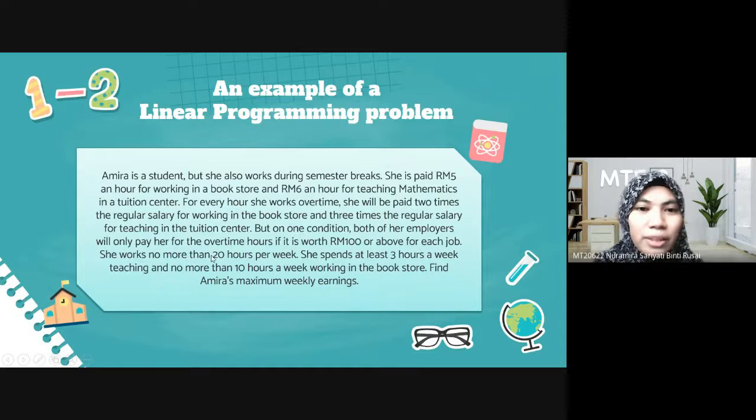She works no more than 20 hours per week. She spends at least 3 hours a week teaching and no more than 10 hours a week working in the bookstore. Find Amira's maximum weekly earnings.